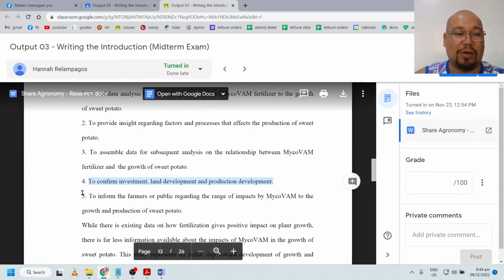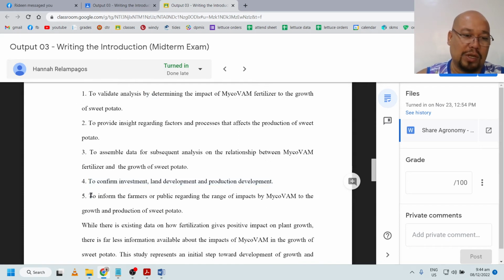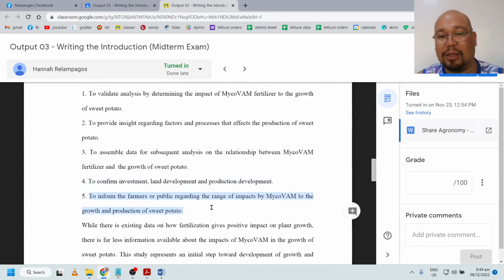So, na may idea on saan. Inform the farmers of public regarding the impacts. No. It's too much pa. Wala pa kanita nag-conduct sa ito ang study, no? Okay? So, it's too much pa.